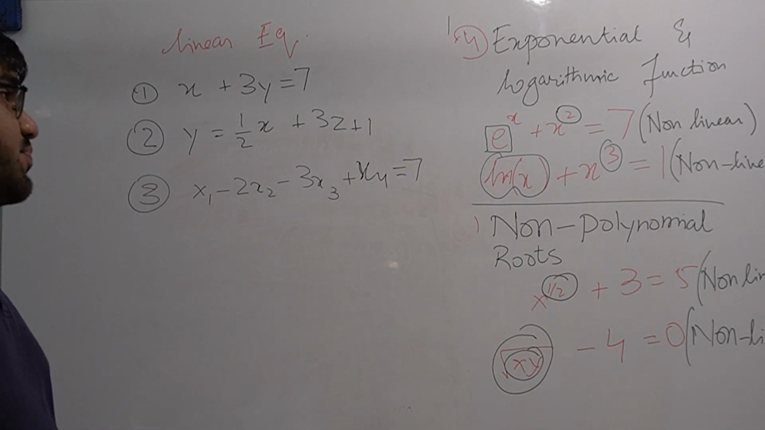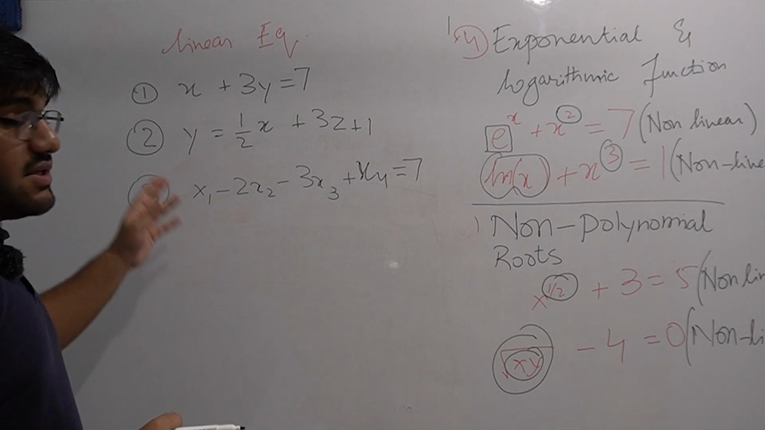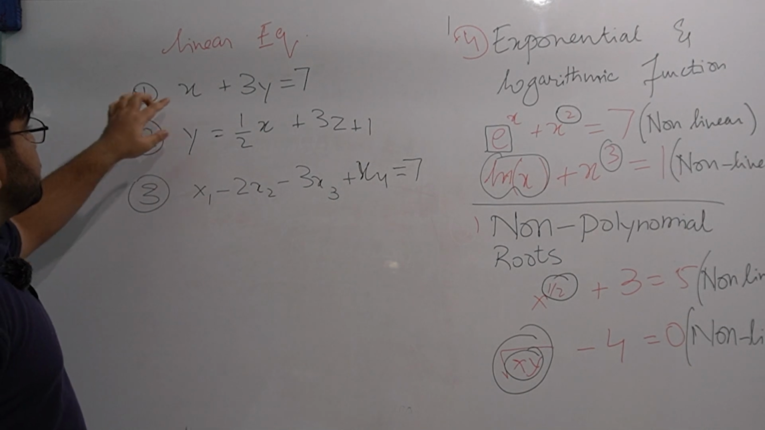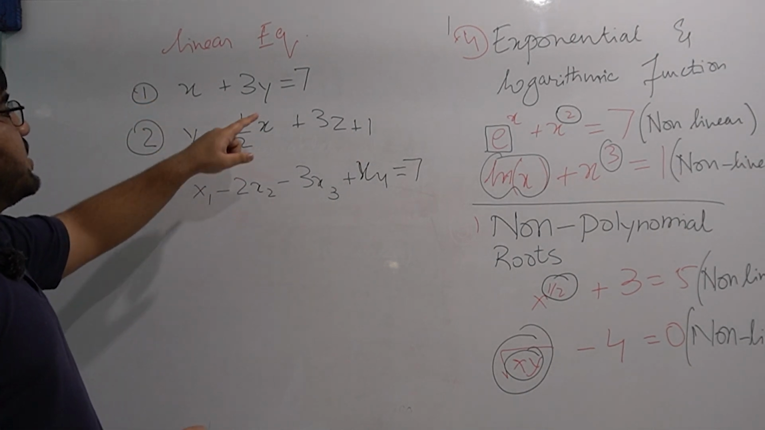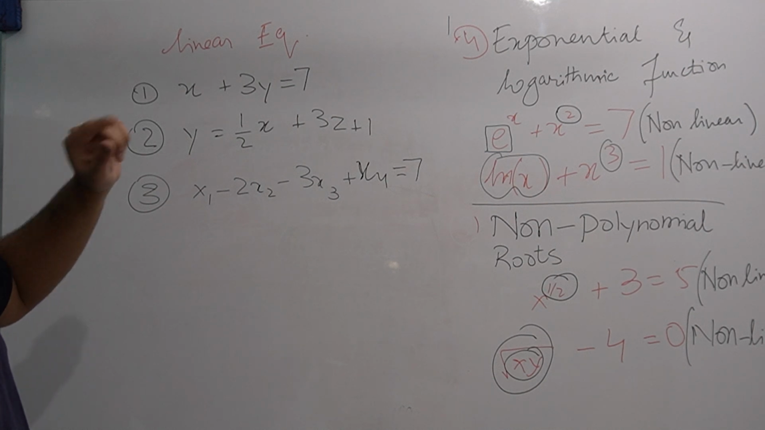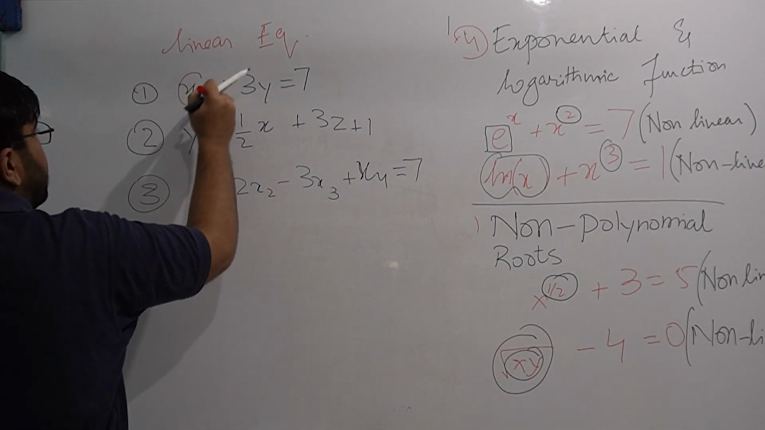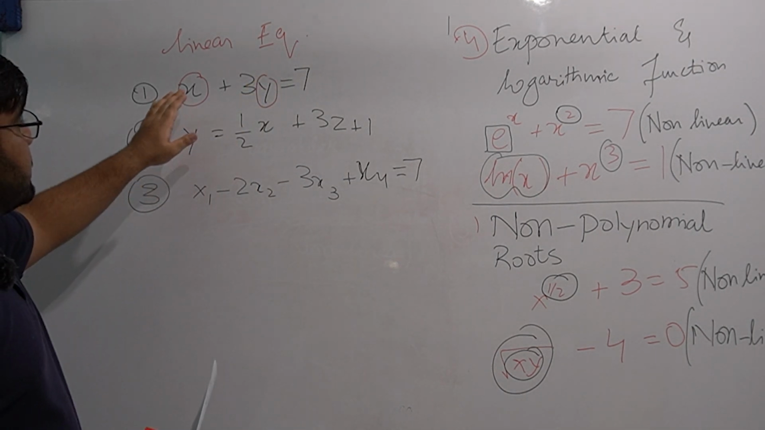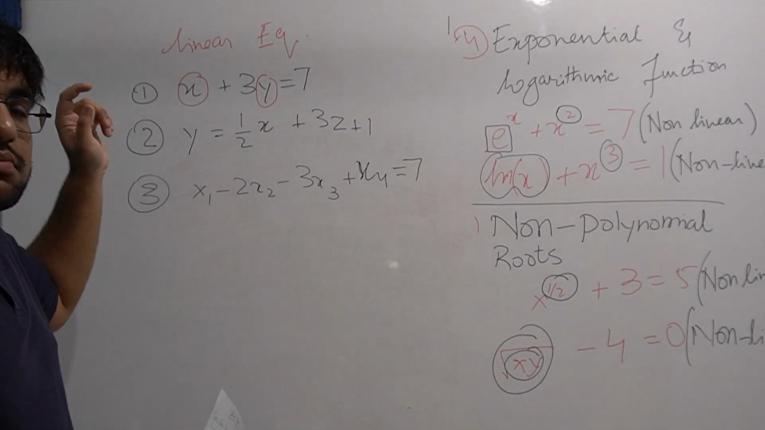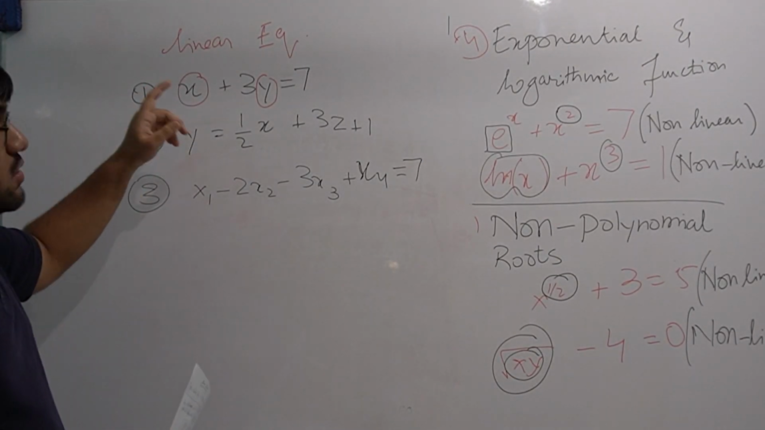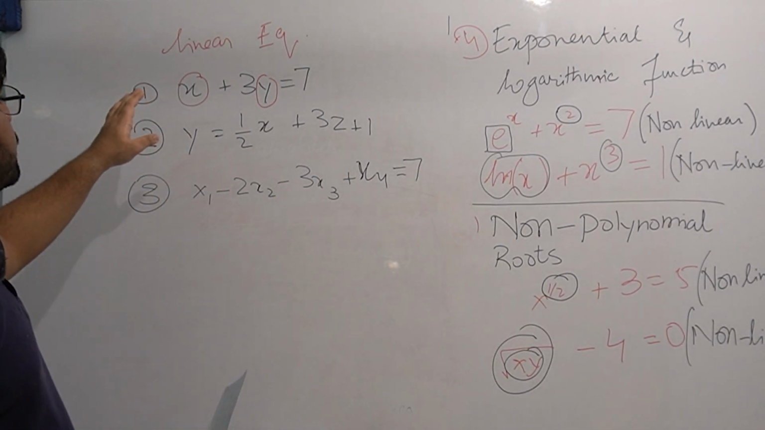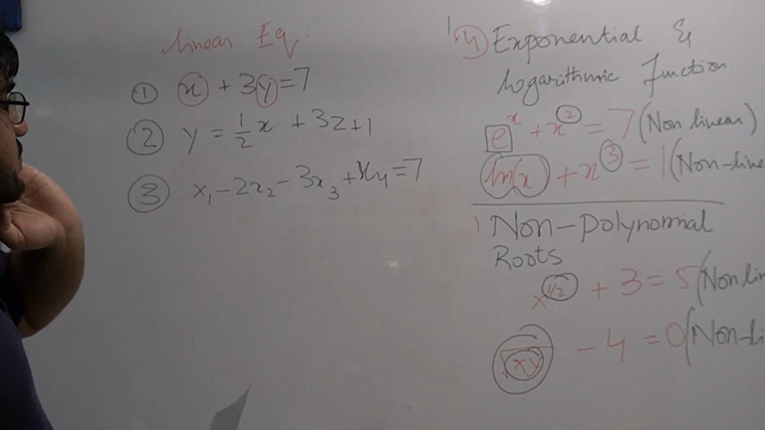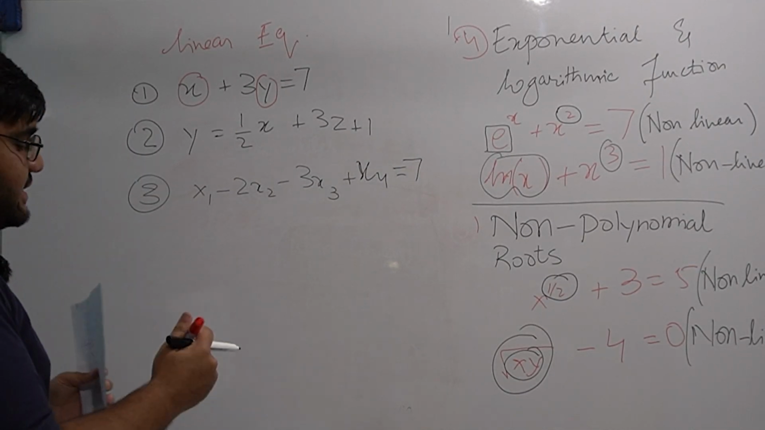Now, if you try to check whether these equations are linear or not, the very first example, x plus 3y is equal to 7. Now we have two variables, x and y. Do they have degree greater than 1 or 1? Currently they have degree 1 and they're also not multiplying with themselves. And there is no exponential, no trigonometric function as well, no polynomial, so they are linear.